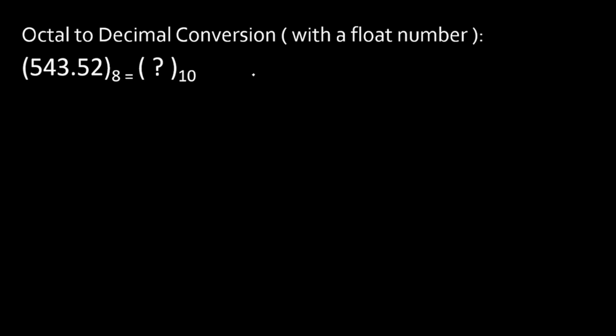Okay, now come to octal to decimal conversion with a float number. Whenever a float number is given, we have just seen how we convert an octal number into decimal. Multiply the integer part by 8 raised to power 0, 8 raised to power 1, and so on. And for the decimal part, we have to multiply the numbers by 8 raised to power minus 1, 8 raised to power minus 2, and so on.